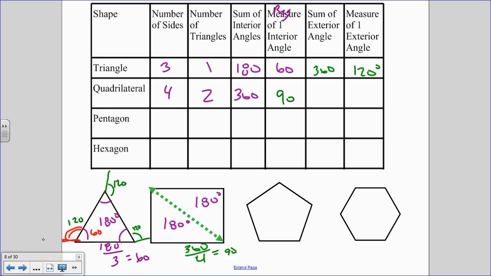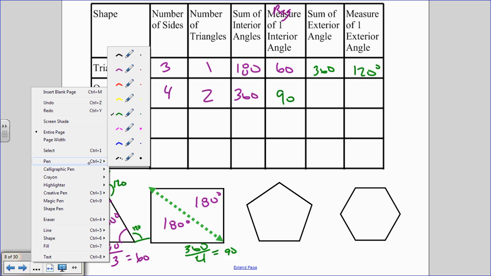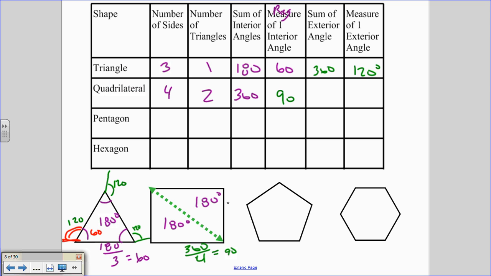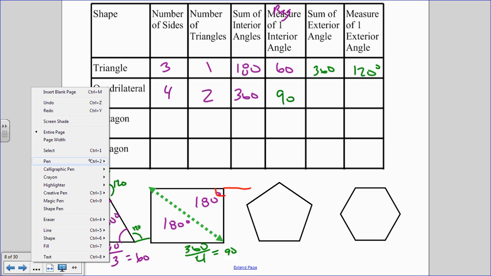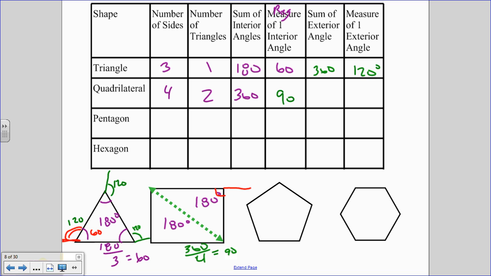Now let's find one exterior. Again, if you extend this side, you know there's 90 over here. What would pair up with 90 in order to produce 180? It would have to be another 90. So one exterior angle is 90. So you would have another 90, which is 180, another 90, 270, and another 90, 360. So the sum of the exterior is 360 again.